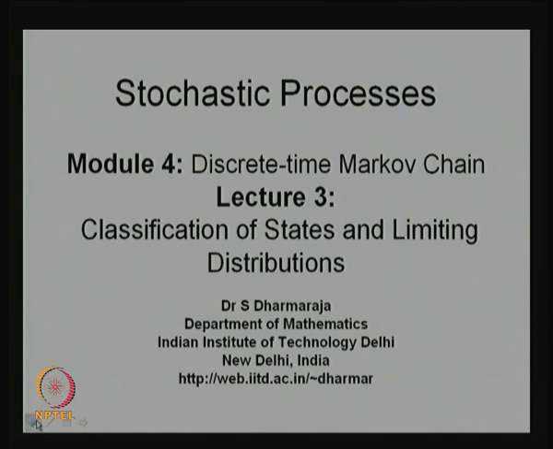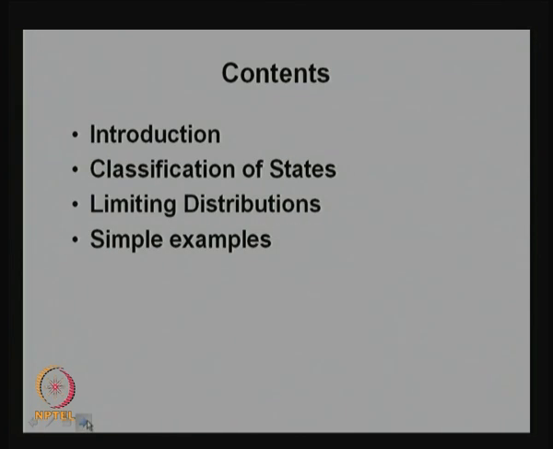We are discussing a discrete time Markov chain, and we have finished 2 lectures on this model. This is the third lecture, classification of states and limiting distributions. In this lecture I am going to give the information about the classification of the states for the time homogeneous discrete time Markov chain. Then I am going to give the definition of a limiting distribution. Then I am going to discuss a few simple examples so that we can understand the classification of states as well as the limiting distribution.